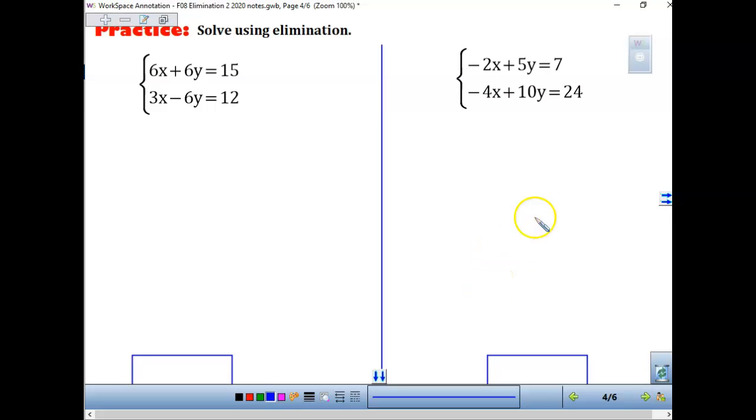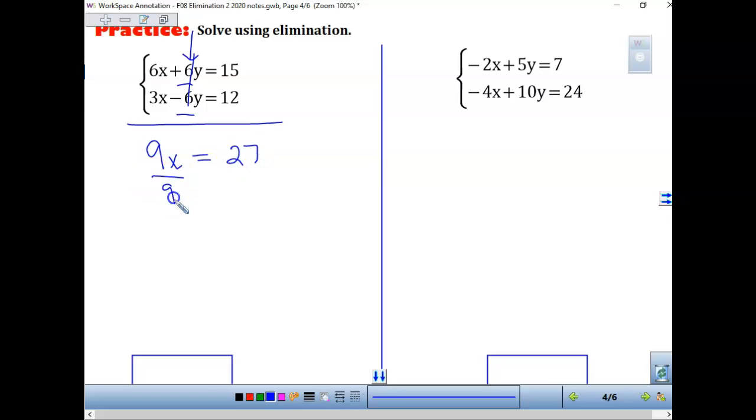Please start adding as we are looking at that one. What's going to cancel? The y's, because we got a positive and negative 6, right? But this one, not so easy. We got to do some multiplying here. If I am adding those together, Jordan, start me out. You'll have 9x, and then the y's cross out. 27 equals 27.